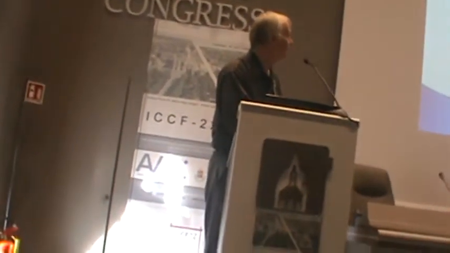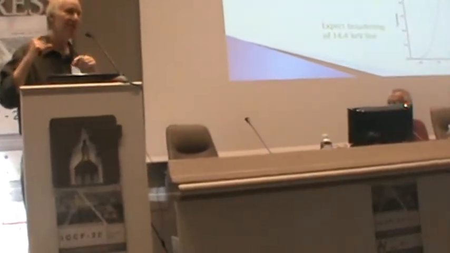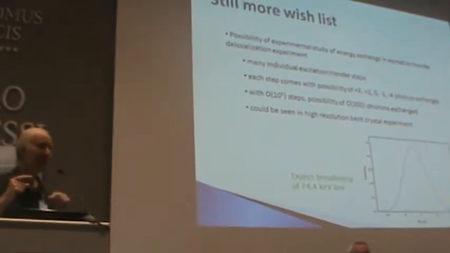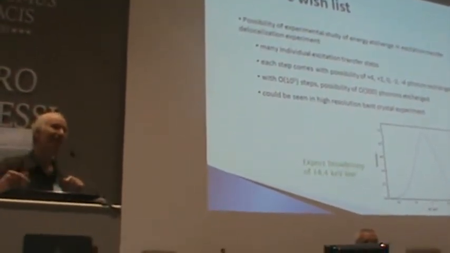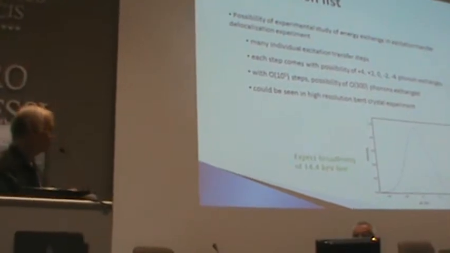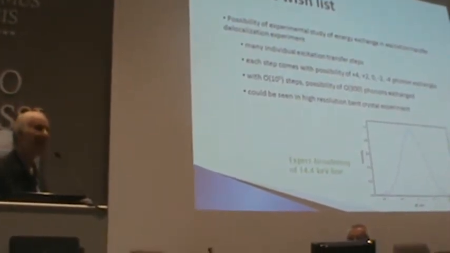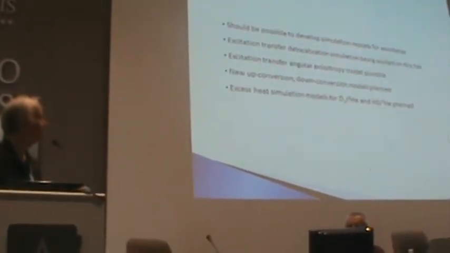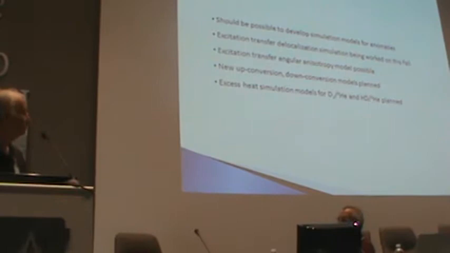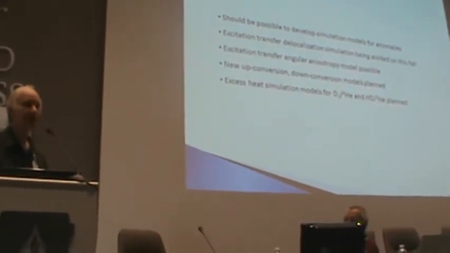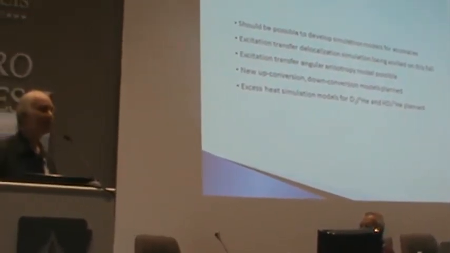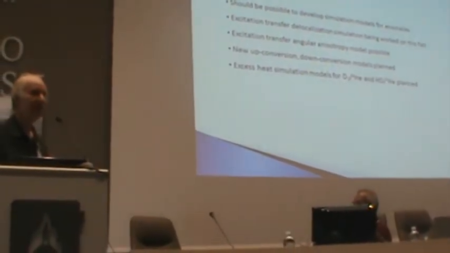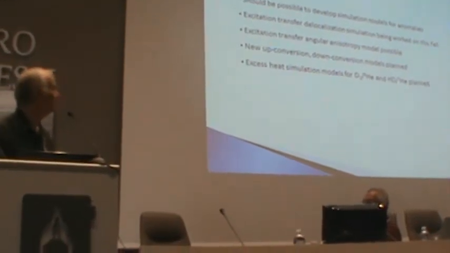Another thing on the wish list is this: if we have excitation transfer in many steps, and if it's non-resonant, we pick up or lose some phonons each step. If you take 100,000 steps, then you're going to get an energy spread on the order of 10 eV. And that's actually observable in a bent crystal spectrometer experiment. I'm hoping to move towards simulation models. I think I'm far enough along that we could actually begin developing simulation models that could be used to test or to compare against XSE experiments.